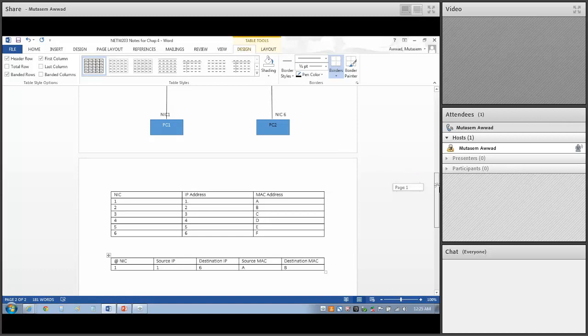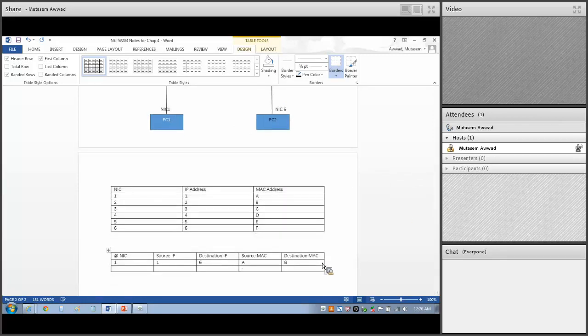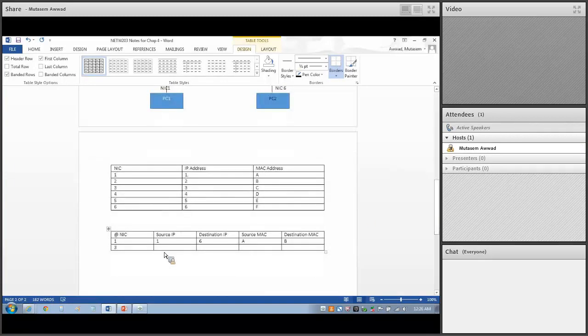So when the router receives that frame, he pulls the packet and gives it to NIC 3. And NIC 3 is now going to encapsulate that packet into another frame. So let's say we are now at NIC 3. When he pulls that packet out and puts it into another frame, what would be the source IP address? Still 1. It doesn't change. What's the destination IP address? It's still 6. The packet doesn't change. You just pulled the packet out and you are re-encapsulating it into another frame.